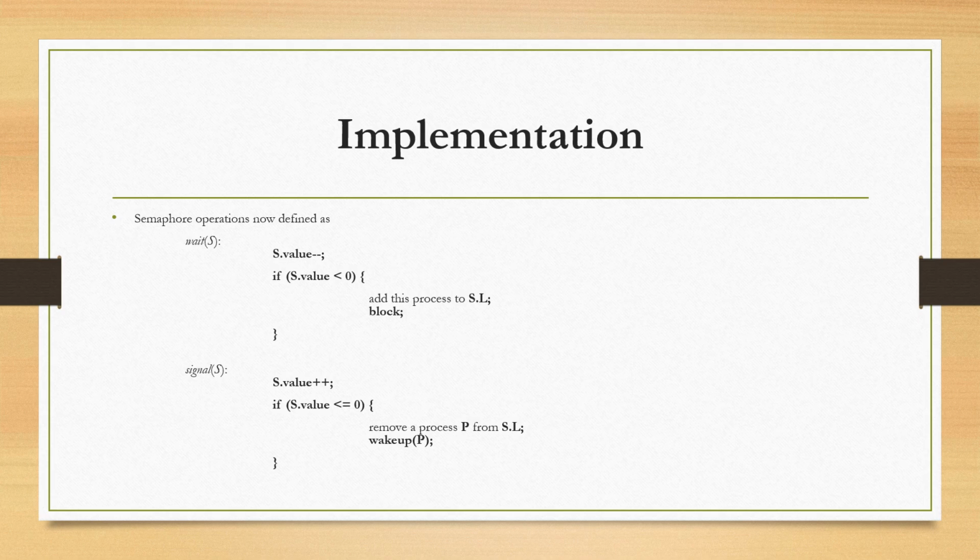The two primary semaphore operations are: 1. Wait(S) action. The wait operation attempts to decrement the semaphore's value. If the value becomes negative, this means the resource is unavailable, so the process is added to the list of blocked processes, S.L, and the process is suspended using the block operation. This ensures that the process will not proceed until a resource becomes available.